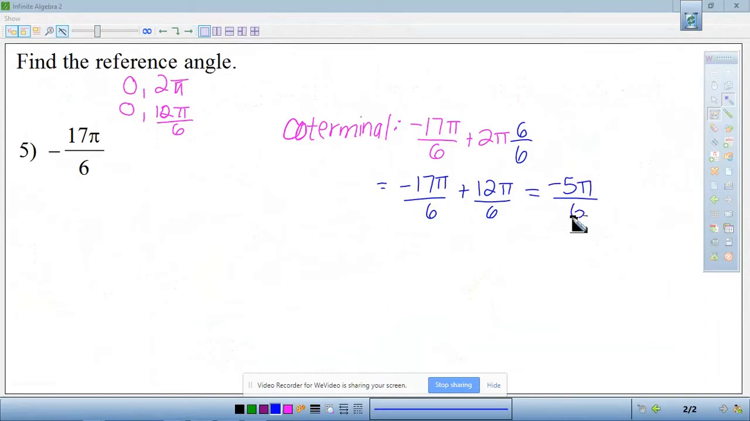So I'm definitely not between 0 and 12 pi over 6 yet. So I add another multiple to it. Negative 5 pi over 6 plus 12 pi over 6 is 7 pi over 6. Okay, so 7 pi over 6 is between 0 and 12 pi over 6, so it is between 0 and 2 pi. So this is now my coterminal angle.